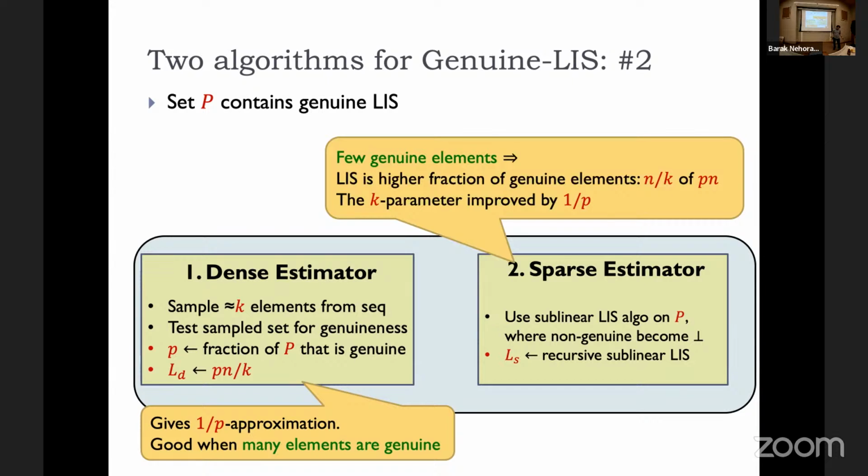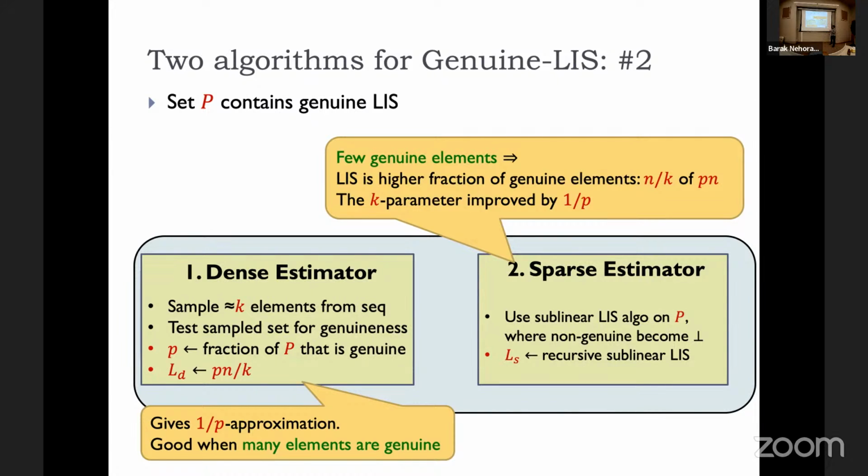And why does this work? Why should this be good whenever the other is bad? Because remember, the sparse estimator should be good when the fraction of genuine elements in the sequence is low, when p is very low. But what does that mean? This means that we really are improving the p parameter. So there is some progress, and that improvement is the following.